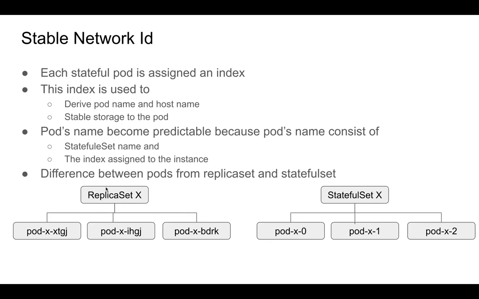It is different from a replica set. I am just using the name replica, but in reality this is one instance of the stateful set. In a replica set there is no index. It is the replica set name and then some characters, and there is no deterministic way of knowing what this value will be.